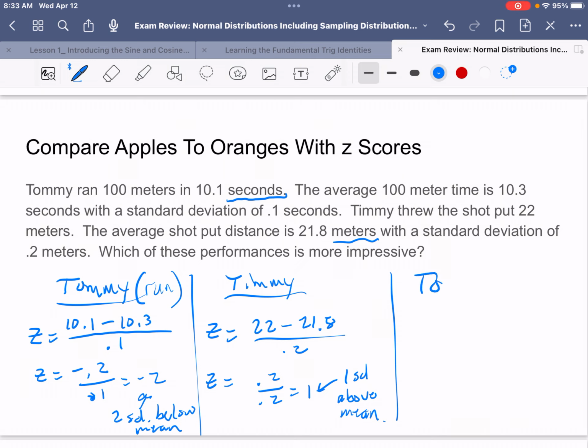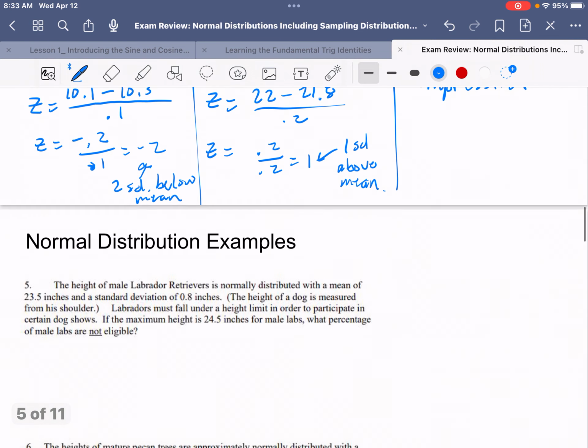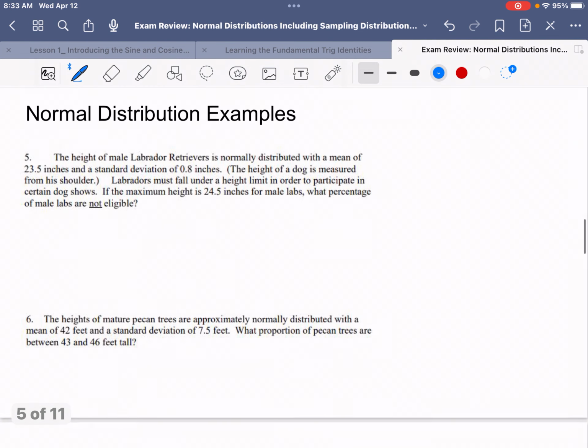So we would say that Tommy is the most impressive because his z-score insinuates that he was faster than the mean run, more so than Timmy's throw was farther than the mean shot put. So remember problems like that and be prepared for that. You convert things to z-scores because then those two things can be compared with a common unit known as standard deviations. So now, let's get into normal distribution examples.